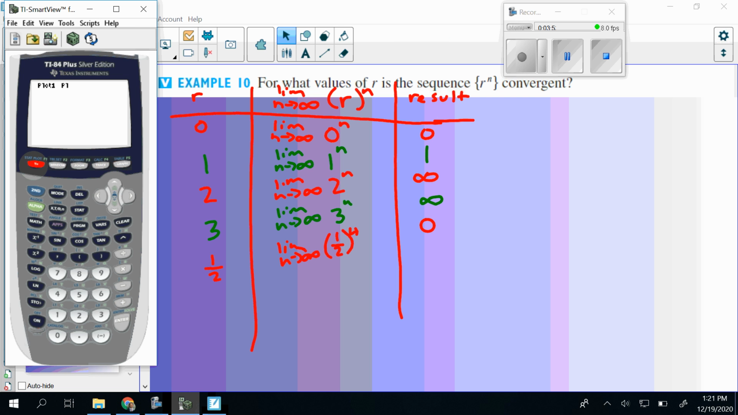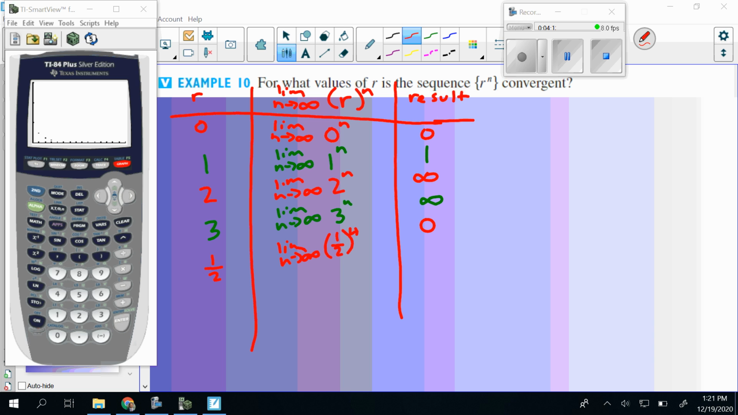Let's check it out though. Let's graph this one. So if we did 0.5 to the n, what's that graph? You can see, yes, here are some values, and you can see it is decreasing. So this one is going to go to 0.